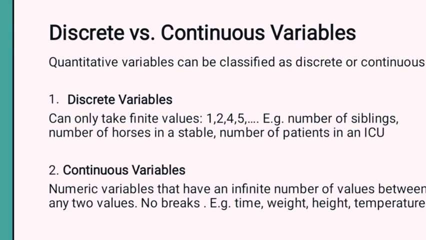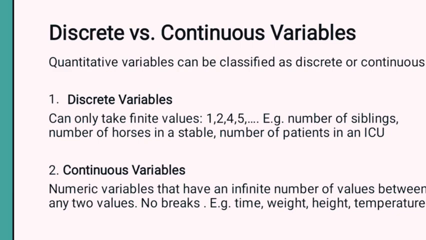Now let's look at the difference between discrete variables and continuous variables. Remember that before a variable can be classified as either discrete or continuous, it means that variable is quantitative. This means that qualitative variables cannot be classified as either discrete or continuous. Quantitative variables can be classified as either discrete or continuous, whilst qualitative variables cannot. This is because qualitative variables cannot take numeric form.